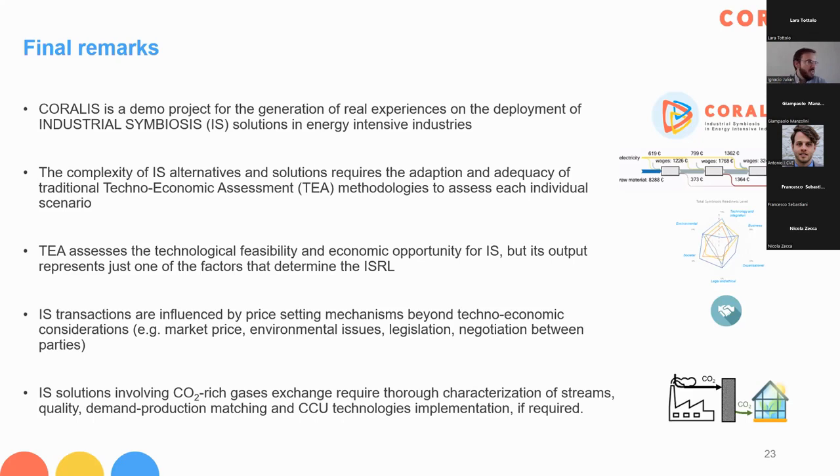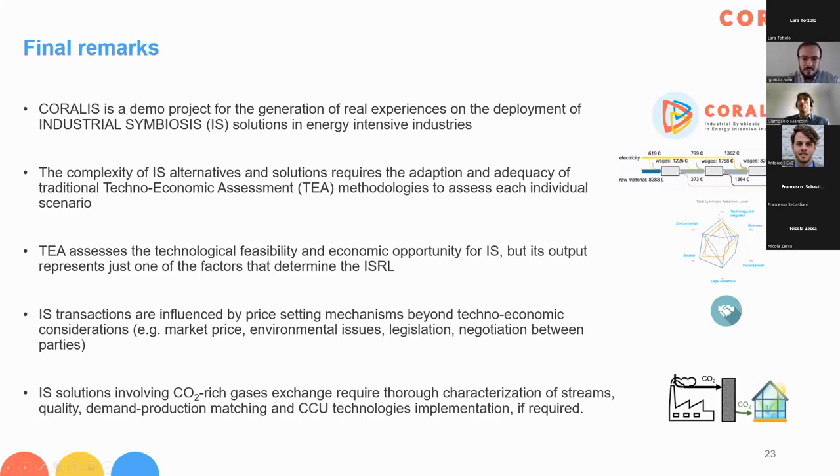Industrial symbiosis transactions are influenced by price-setting mechanisms beyond the techno-economic considerations. So, for example, as said, market price, environmental issues, legislation, negotiations between parties, etc. And industrial symbiosis solutions involving CO2-rich gas exchange require thorough characterization of streams, quality, demand-production matching, and CCU technologies implementation, if required. So that's all from my side. Thank you very much for attending this.